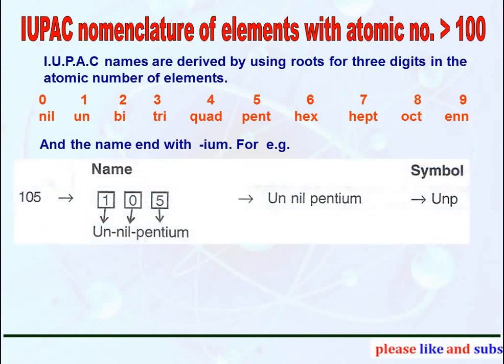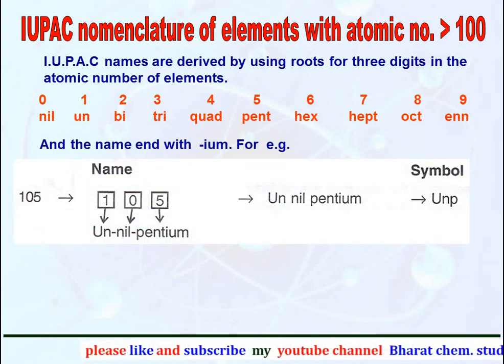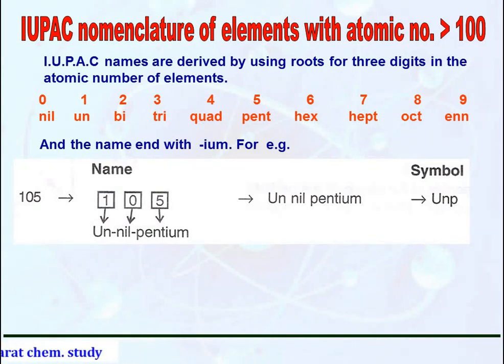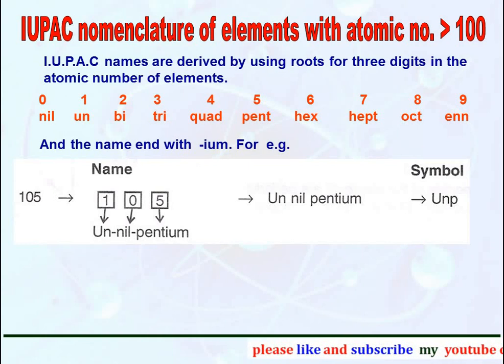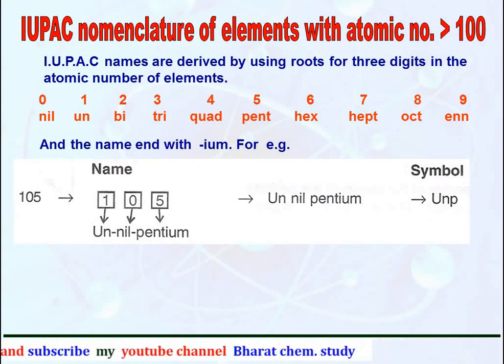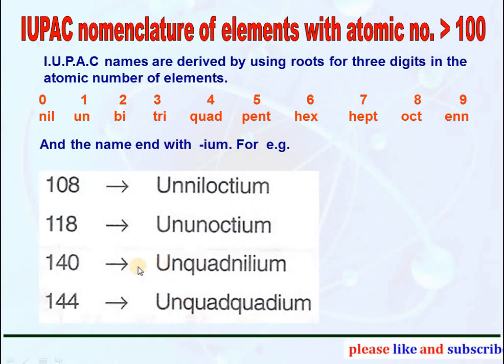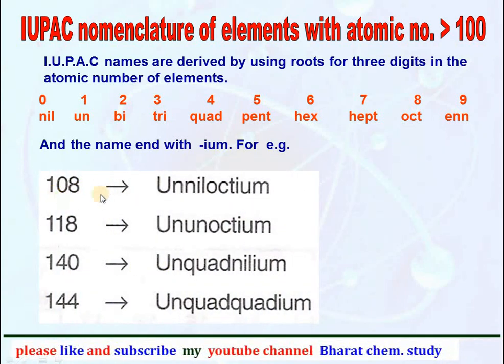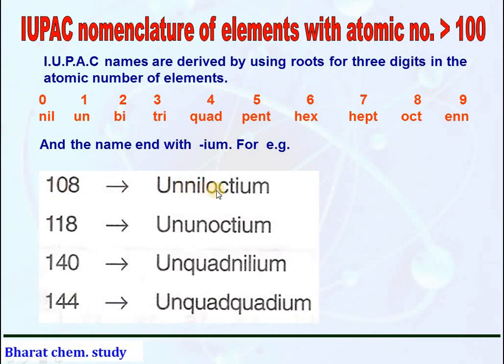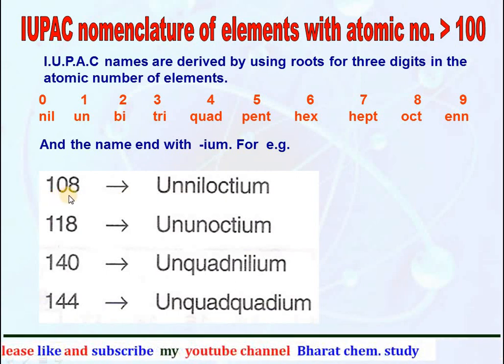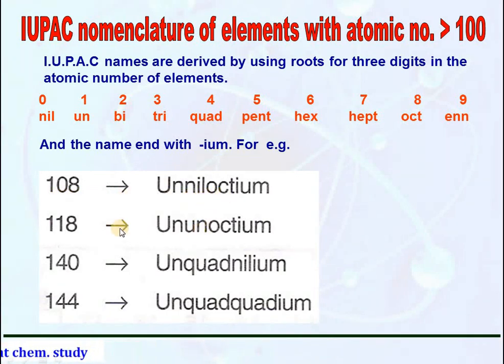For example, for the element with atomic number 105, the name will be written as un for 1, nil for 0, pent for 5, and then we add ium. So the name becomes unnilpentium and the symbol will be represented by capital U for un, N for nil and small p for pent. Some more examples. For 108, we write un for 1, nil for 0 and oct for 8, and then we add ium. So the name of the element with atomic number 108 becomes unniloctium.